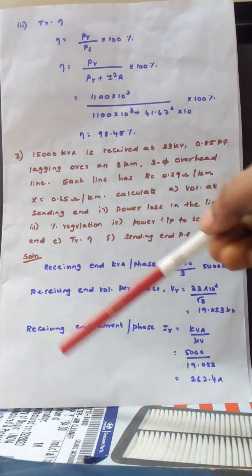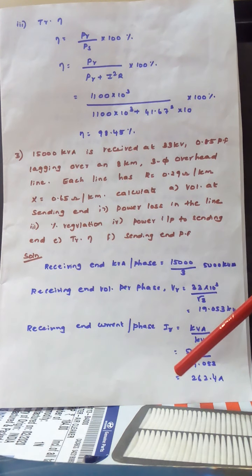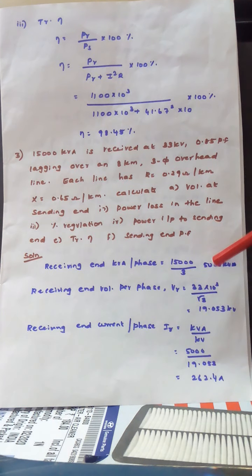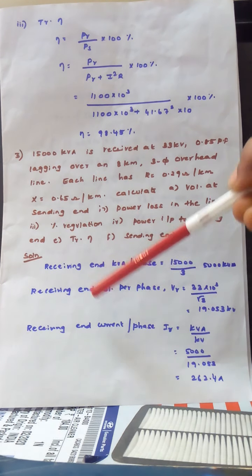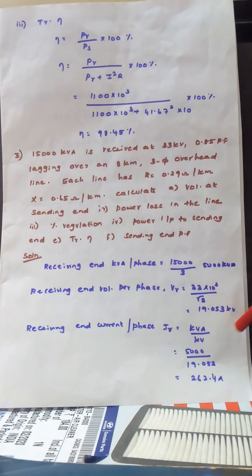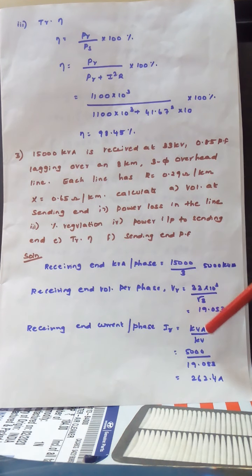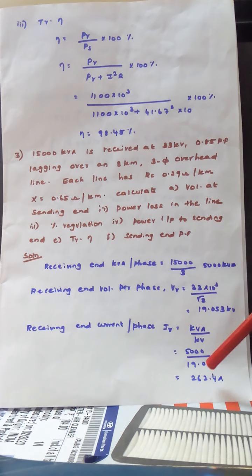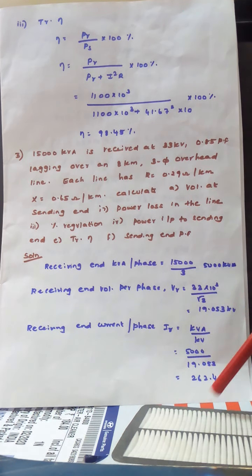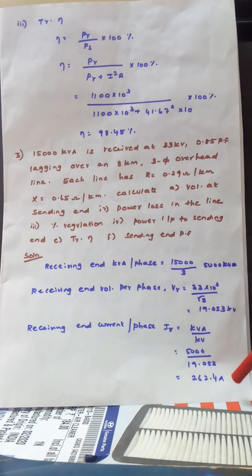Next, the receiving end current per phase we have to find out. IR is kVA divided by kV, since we already know the kVA and the receiving end voltage. This is per phase, so 5000 divided by 19.053, and we are getting IR as 262.4 amps.